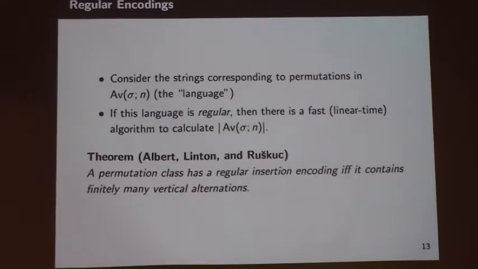So the deal with the strings is that we're going to consider all of the strings that correspond to permutations in some avoidance class. And this group of strings is going to be called the language. And sometimes this language is regular. And when it is, then there's a fast linear time algorithm to calculate the size of that avoidance class, in other words, the number of strings that there are.